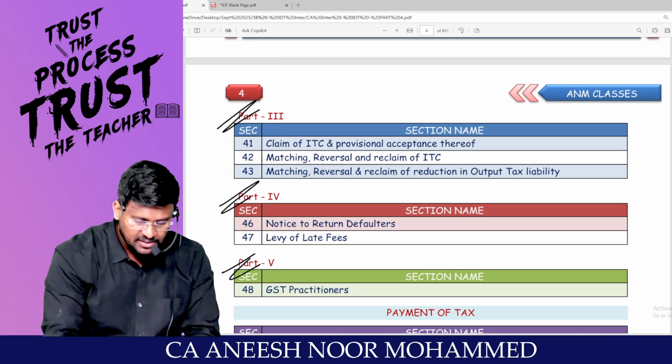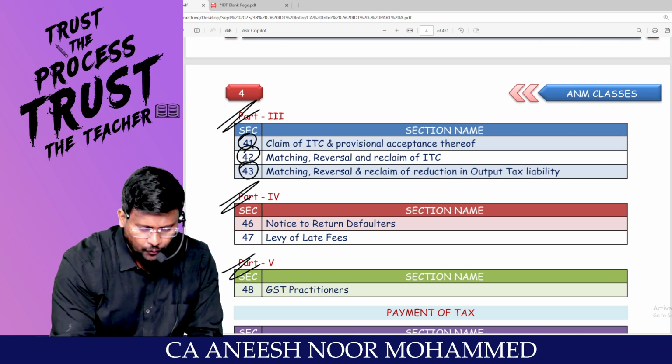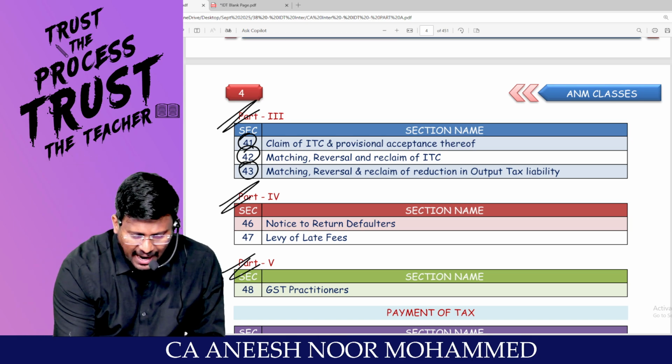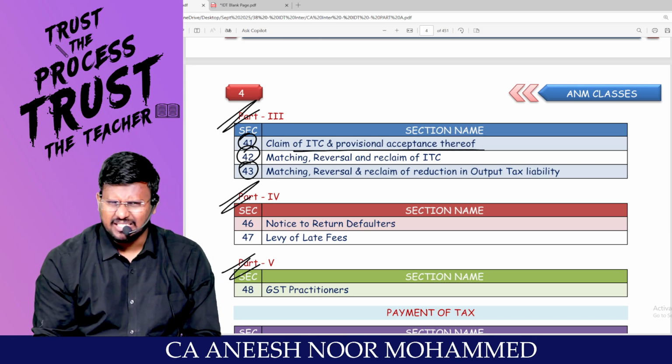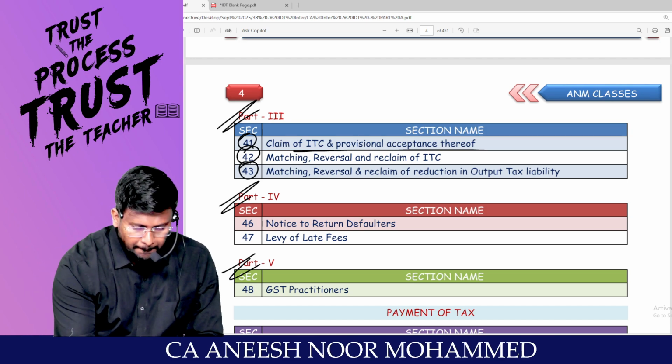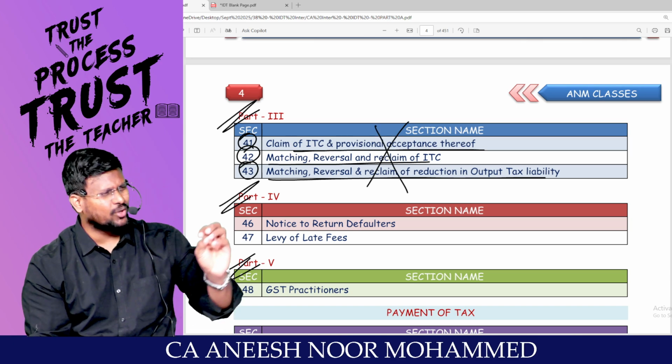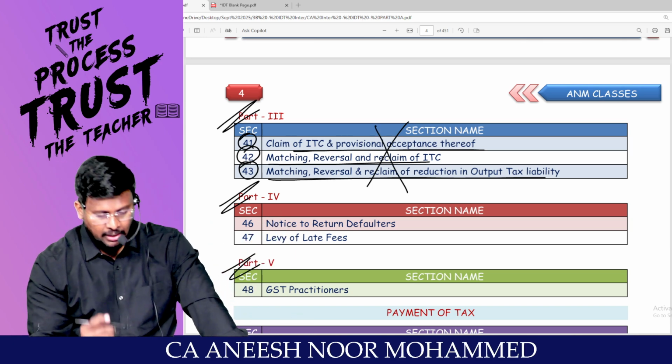Super, sir. Sir, section 41, 42, 43, sir. These are irrelevant. ITC and provisional cases. ITC and matching concept. These are now practically not there. Not that much relevant. Sir, come on, sir.